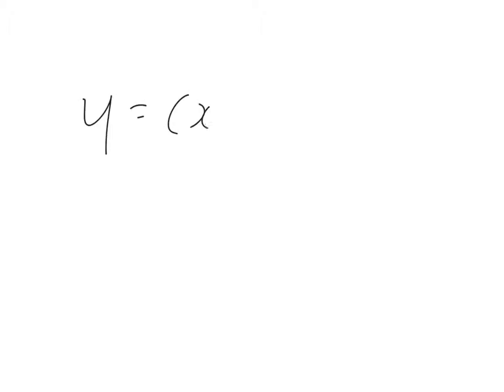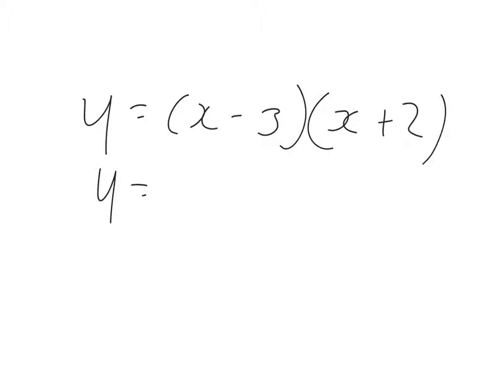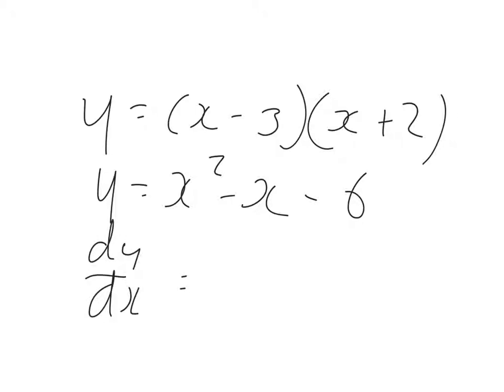We're going to differentiate y equals x minus 3 bracket x plus 2. So I need to prepare to differentiate by expanding out the bracket. So that will be x squared minus x minus 6. And then differentiate, and that will be 2x minus 1, the x just becomes minus 1, and the constant will disappear. Final answer.